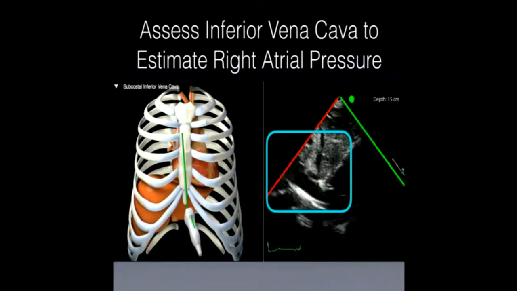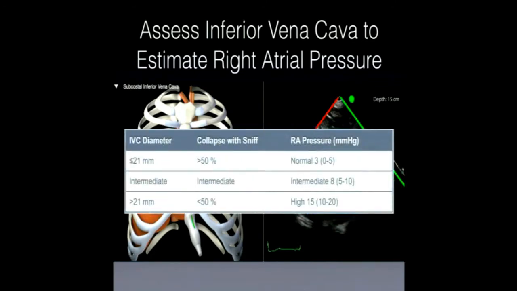You can push freeze, you can measure the diameter, and you can actually ask them to take a sniff. And not the most powerful sniff ever, just some sort of moderate sniff, and that will look at the collapsibility of the inferior vena cava during that measurement. And so if the IVC diameter is less than 21 millimeters, and it collapses significantly, greater than 50%, then we're probably at a normal CVP like us here, okay?